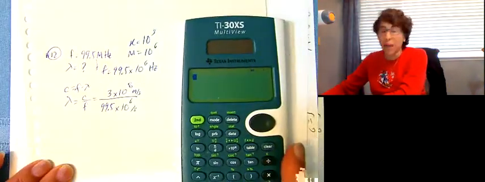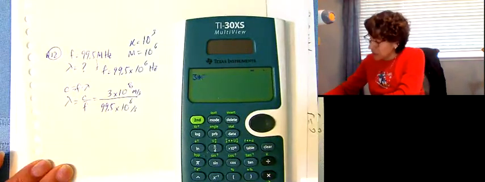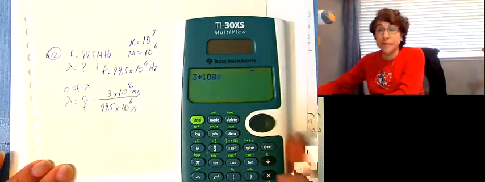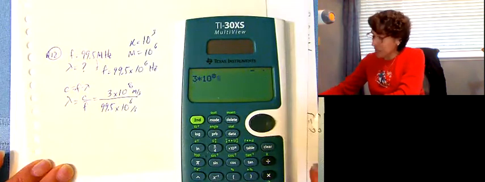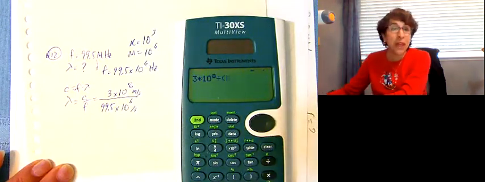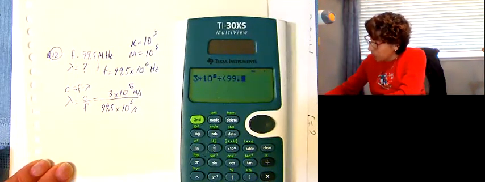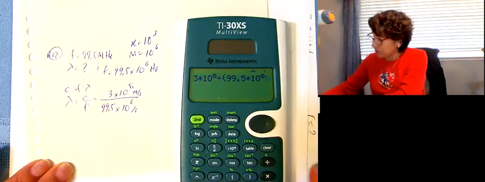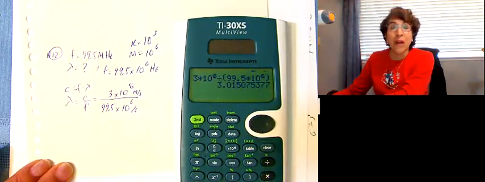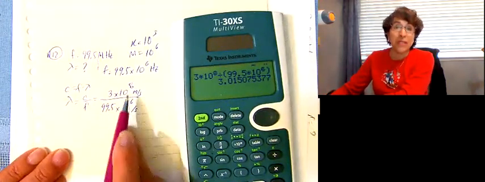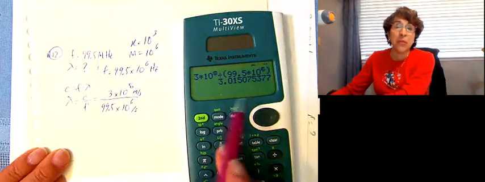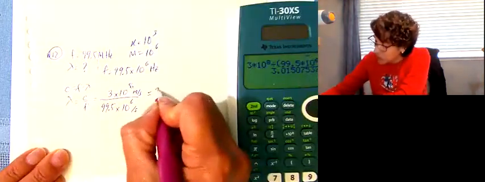All right, we'll do it the long way here. 3 times 10 to the 8th, divided by, I'm going to use parentheses, make sure that whole entire thing is in the bottom, 99.5 times 10 to the 6th. Close parentheses. All right, so that makes sense, huh? Because this was 3 out of 100, it's 0.03 times 10 squared. Well, that ends up being about 3.01.